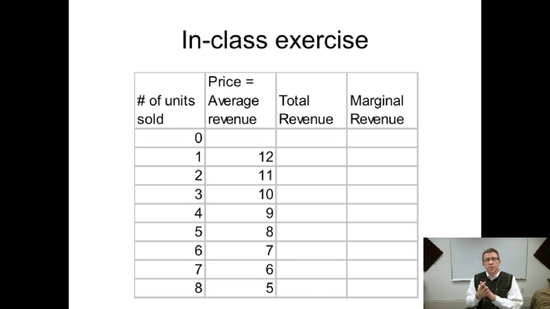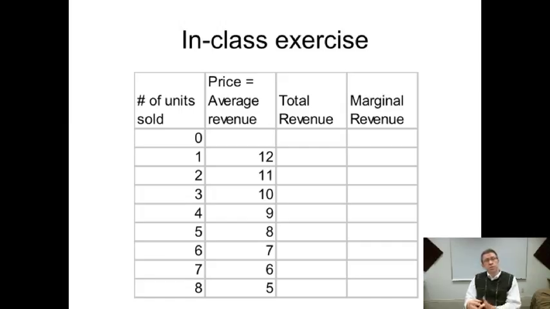Okay. So again, we have an exercise. I'd like you to pause this in a moment and try to figure out both the total revenue and the marginal revenue for this firm, selling anywhere from 0 to 8 units of a product. Go ahead and pause it now.